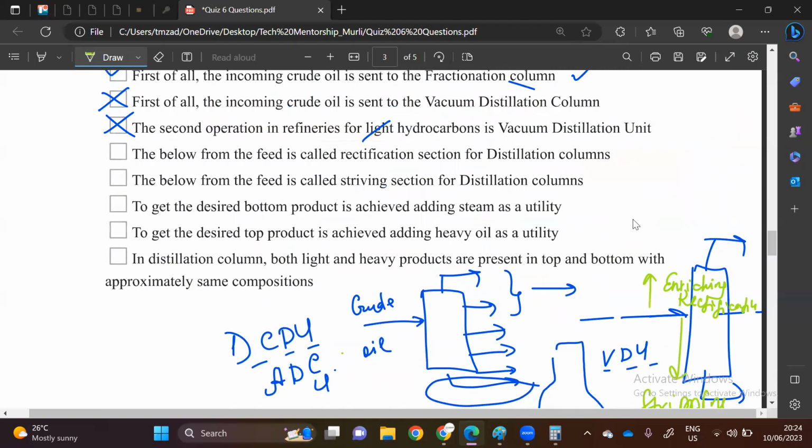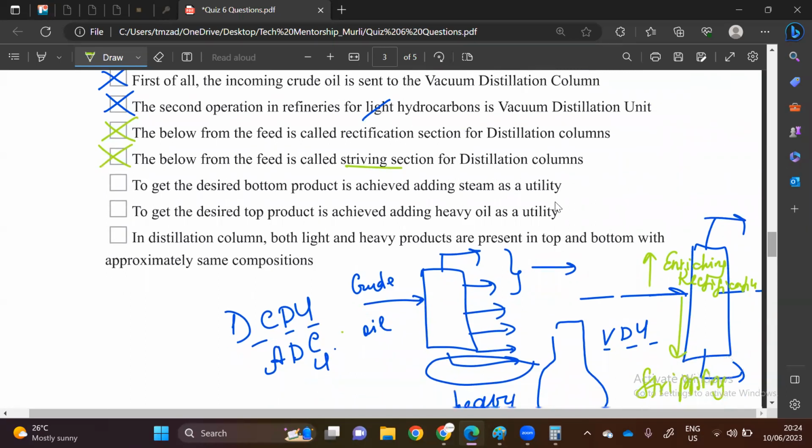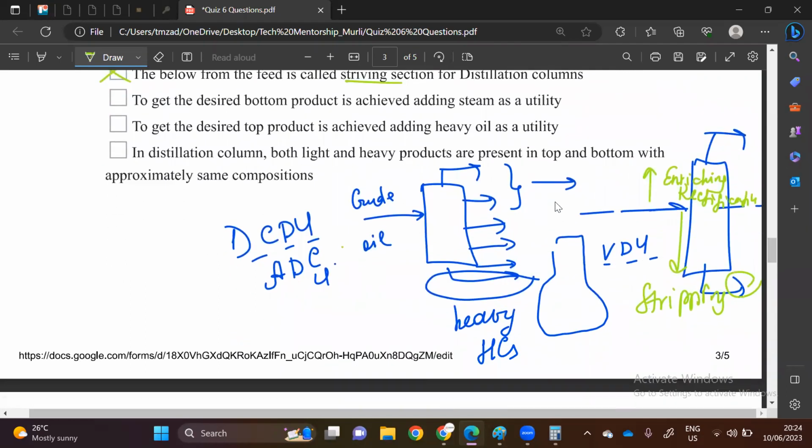Let's see. The below from the feed is called rectification section, it's not correct because we said this is stripping. The below from the feed is called striving section. No, it's also not correct. To get the desired bottom product we are talking about here, achieved adding steam as utility.